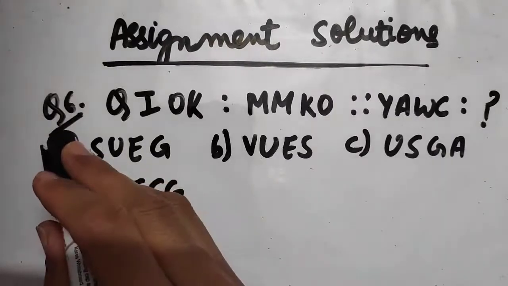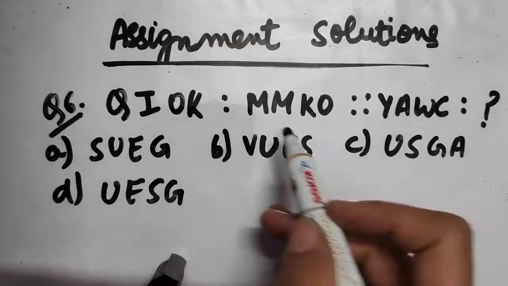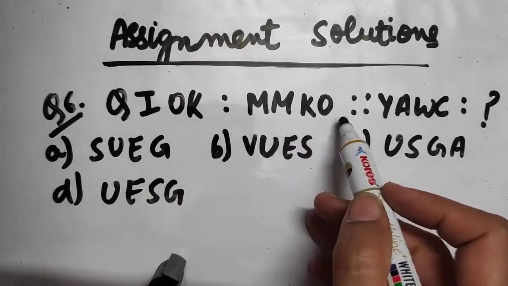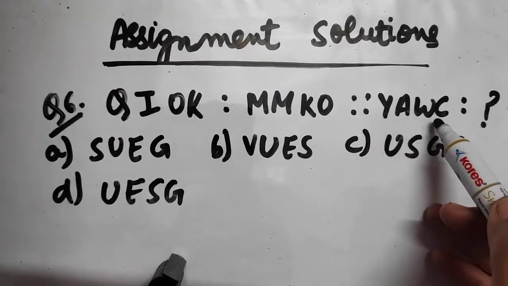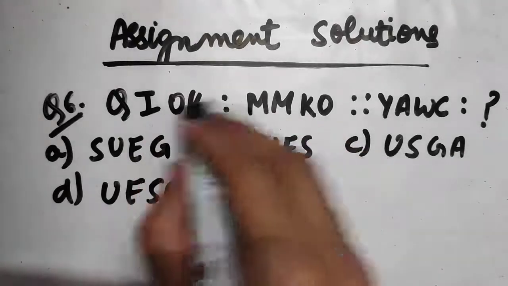Let us talk about question number 6. This is the question. QIOK is to MMKO, and we need to find out the answer for YAWC. So let us see the relationship between these two groups first.